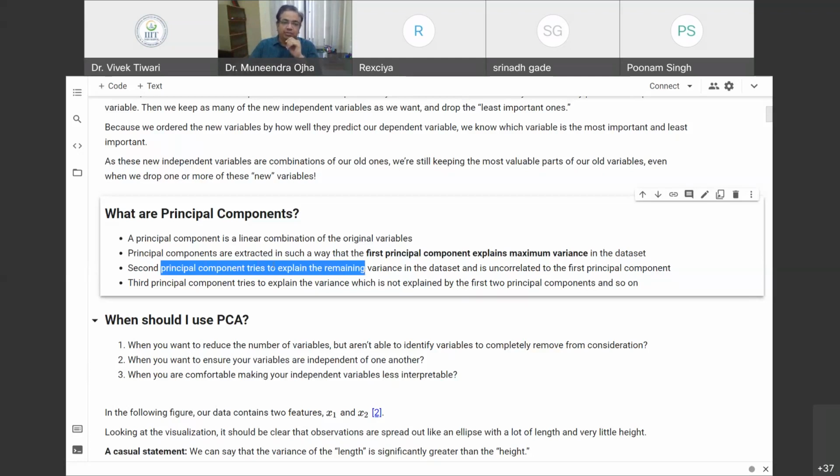So the second principal component tries to explain the remaining variance in the dataset and is uncorrelated to the first principal component. Actually, they are perpendicular to each other.